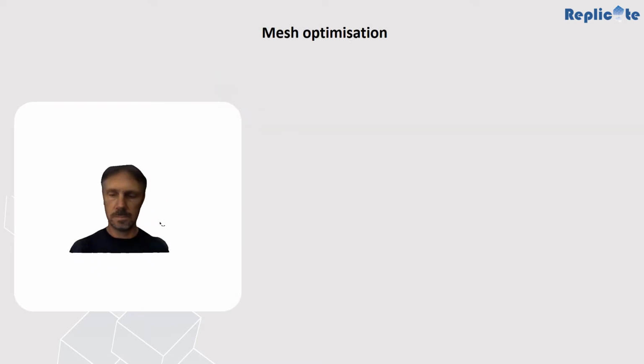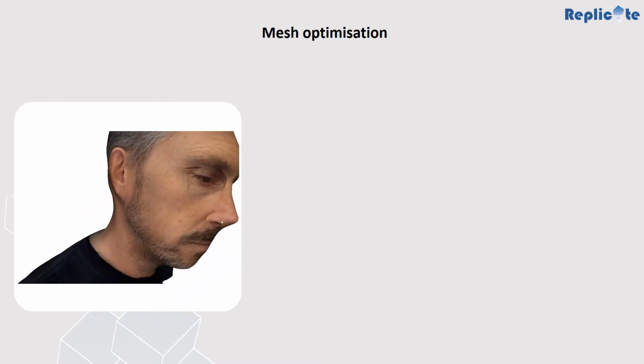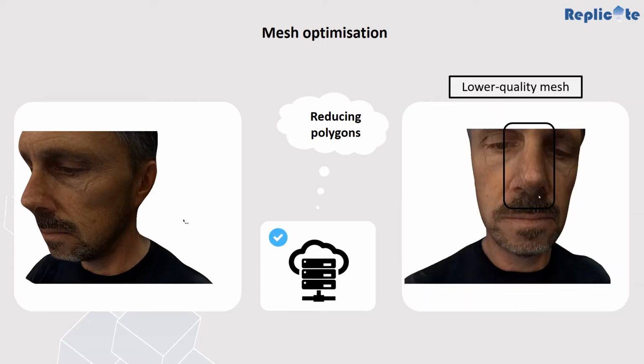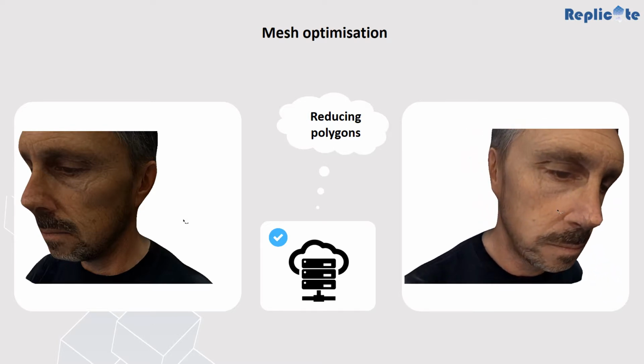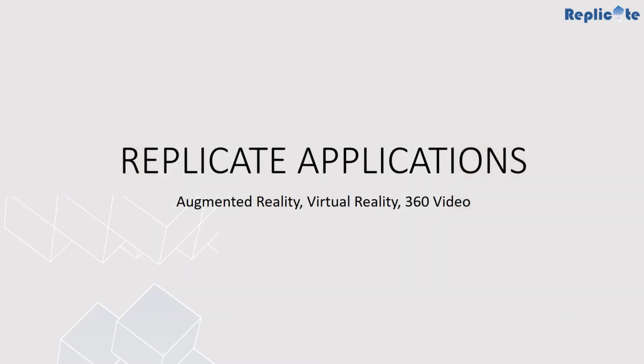The mesh optimization procedure takes the high-quality textured mesh and aims to reduce the number of polygons. The mesh optimization is automatically computed by selecting the number of target polygons. An optimized mesh has a lower quality than the original one, but can be efficiently used in augmented reality, virtual reality and 360 videos. The 3D model is now ready to be used for different applications.